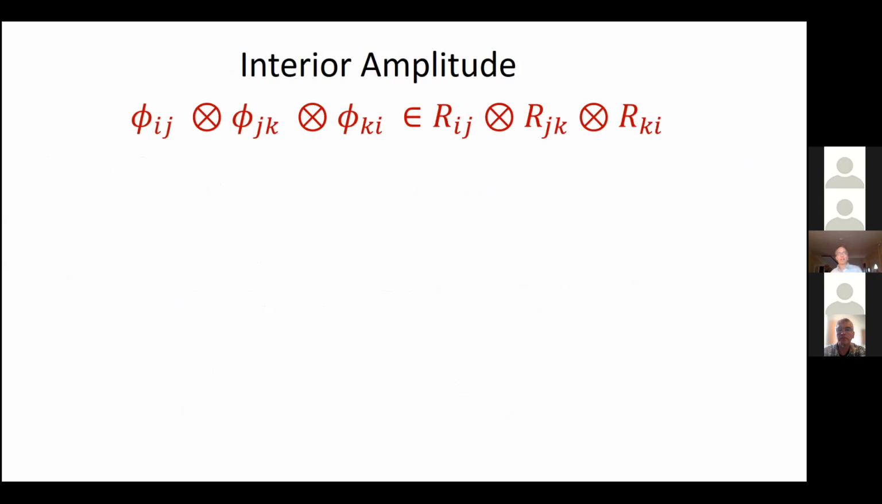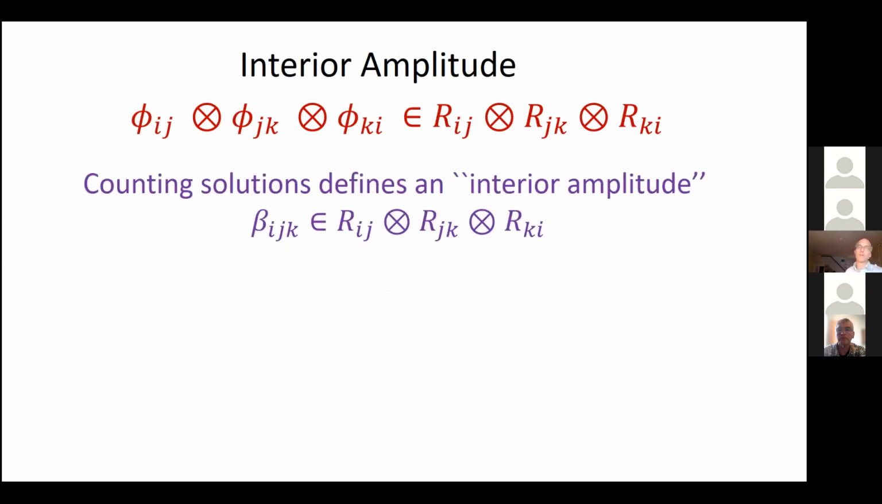So if we have one of these fans of solitons, we choose classical solitons phi ij, phi jk, phi ki, such that the central charges are clockwise ordered, then we can consider this vector in rij, rjk, rki, and then we can just count the number of solitons. And we can sum over all fans of solitons and define a vector which I'll call beta ijk.